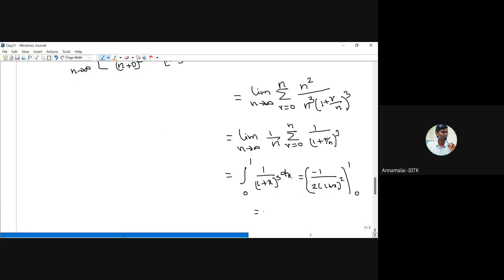Therefore, you can take minus 1 by 2 outside. If we substitute 1, we get 1 plus 1, 2 square, that is 1 by 4. Minus, substitute 0, we get 1. So that is minus 3 by 4, and minus times minus gives plus 3 by 8. Okay, therefore the answer is 3 by 8. That's it.